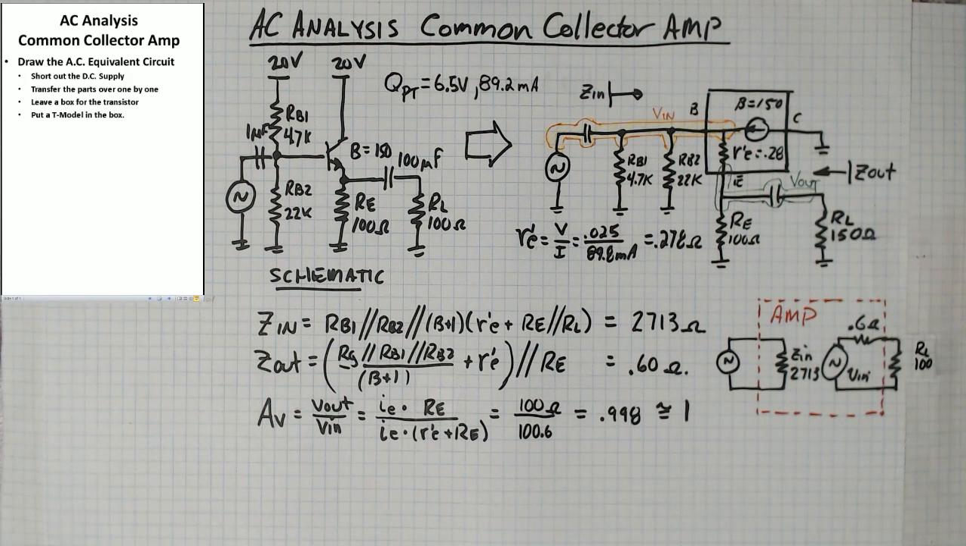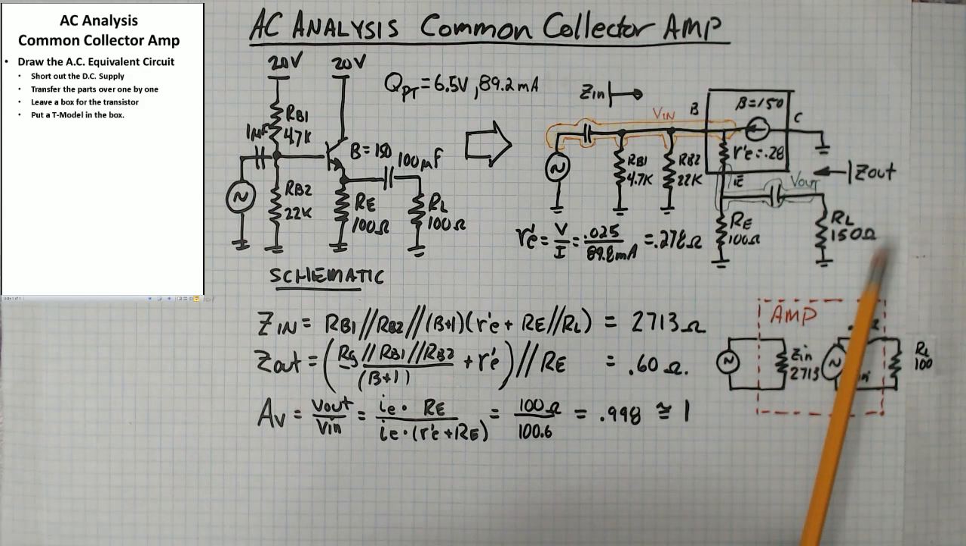And in this case, it's a T model with a beta of 150 and an r'e of 0.28. The r'e comes from the Boltzmann's constant formula, 0.025, 25 millivolts over 89.8 milliamps. This is the DC emitter current. Comes out to about 0.3 ohms.